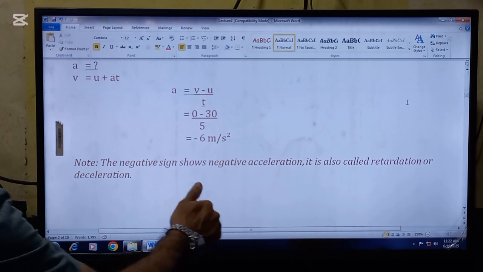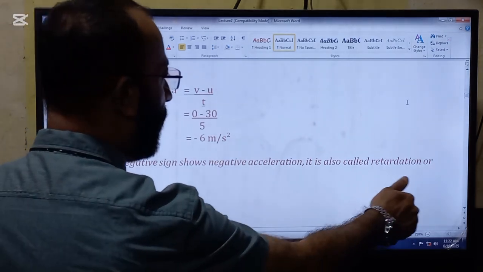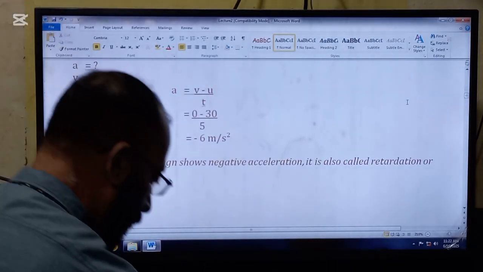The negative sign shows negative acceleration. It is also called retardation or deceleration.